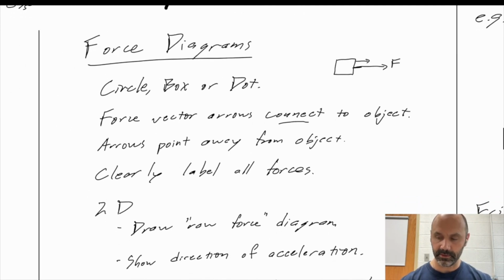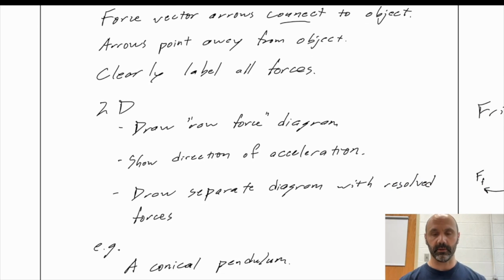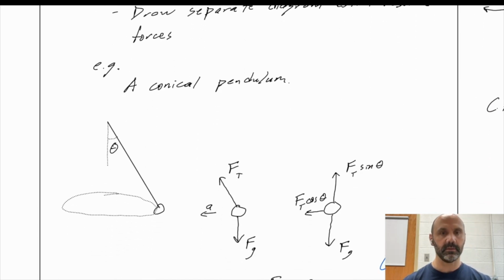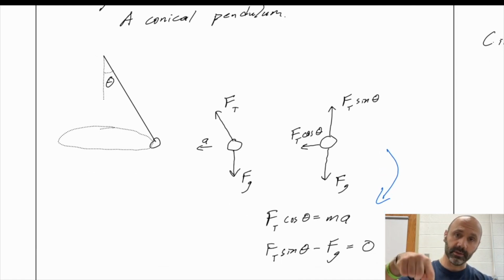If you're dealing with two dimensions, first you draw what we call the raw force diagram. Then you show separately the direction of the acceleration, and then you draw a separate force diagram where all the forces are resolved to parallel and perpendicular to the acceleration. Here's an example: a conical pendulum. That's like a ball on the end of a string, but instead of just swinging back and forth, it's swinging in a horizontal circle.